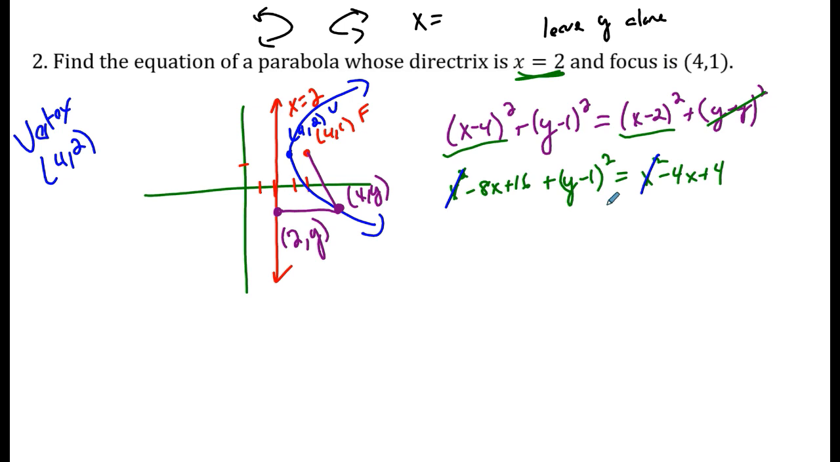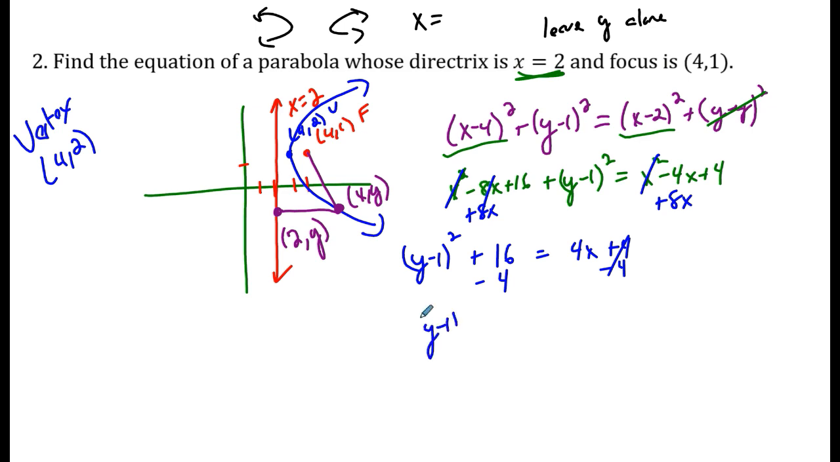I want to get x by itself, so I'm going to add 8x over. 16, I'm going to switch the order here because I can, equals 4x plus 4 minus 4 minus 4. So I get y minus 1 squared plus 12 equals 4x. Divide by 4, and I get 1/4 y minus 1 squared plus 3 equals x.